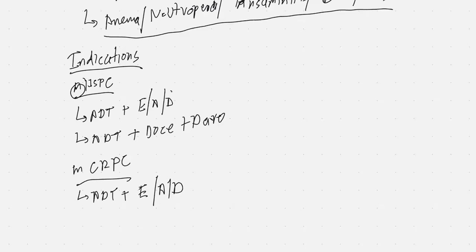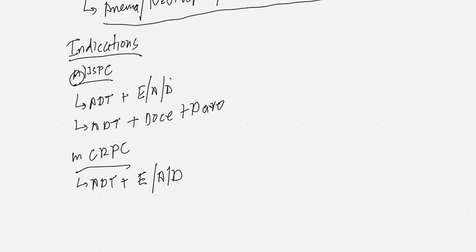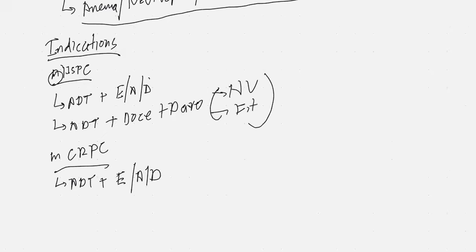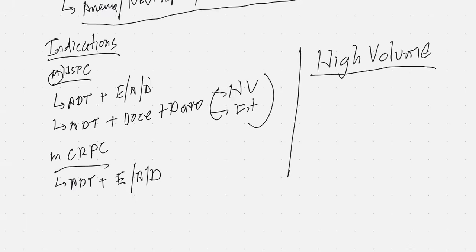So triplet is usually given in high volume disease, right? In certain cases of low volume disease, we'll get more into that in the subsequent classes. And in fit patients. Here I'd just like to mention one thing, just a precursor to the next class. What is high volume disease? Metastatic prostate cancer, especially hormone sensitive prostate cancer, is divided into low volume and high volume. This is based on criteria from the CHAARTED trial. We'll get more into that in the next class. But what is high volume disease?